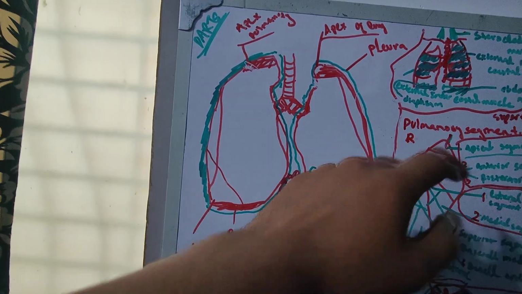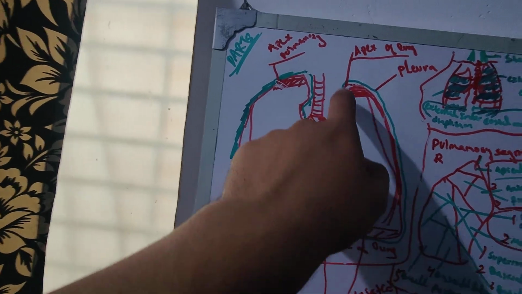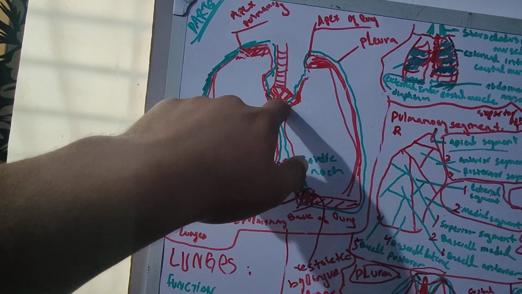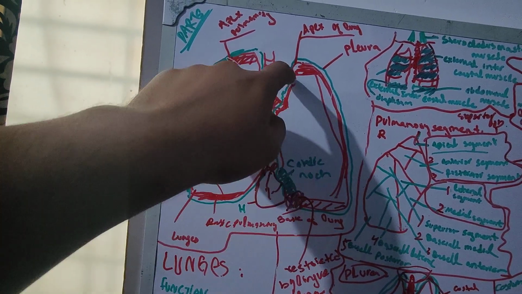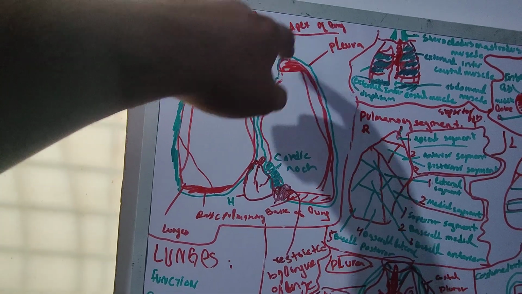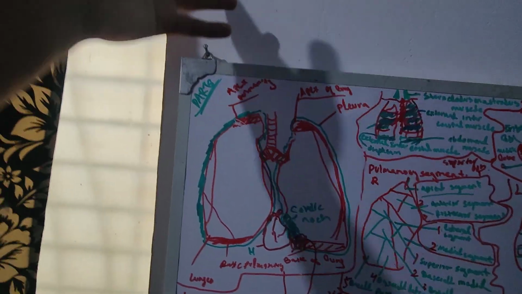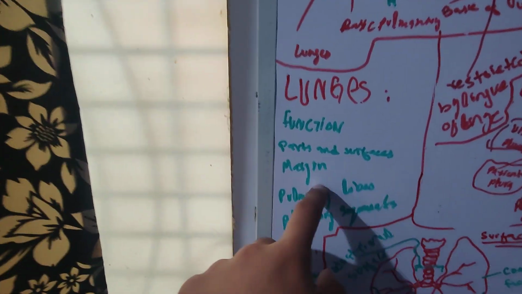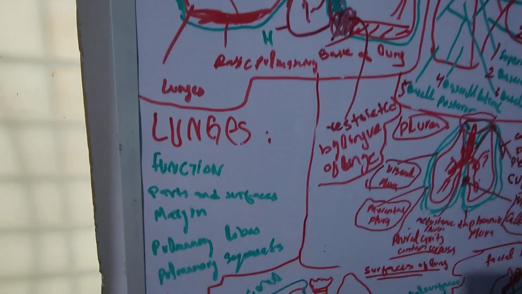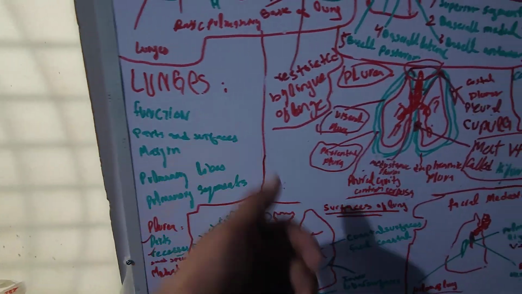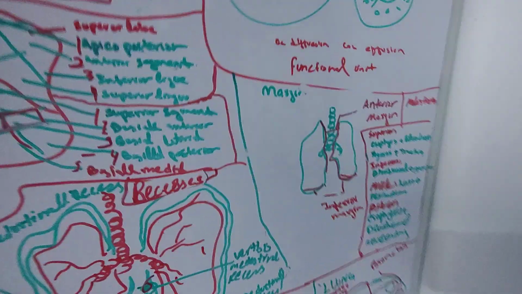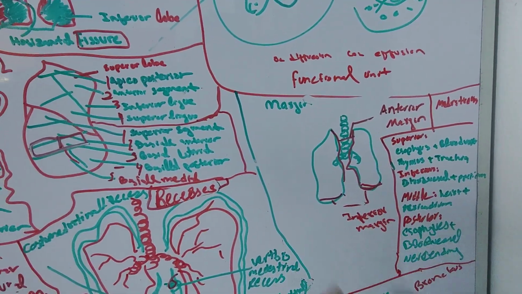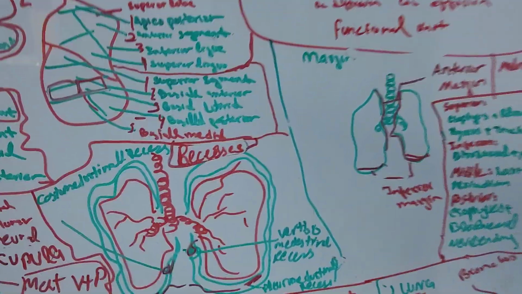The outer layer is the pleura. Then we have the trachea, then the bronchi. This is the bronchi, this is the trachea, this is the pharynx, larynx, then up the nasal cavity. So let's go to the margins. Margin means lining, the inner lining and the outer lining. What's the inferior margin, the lower lining?